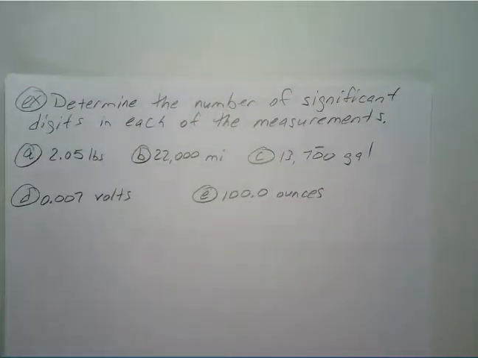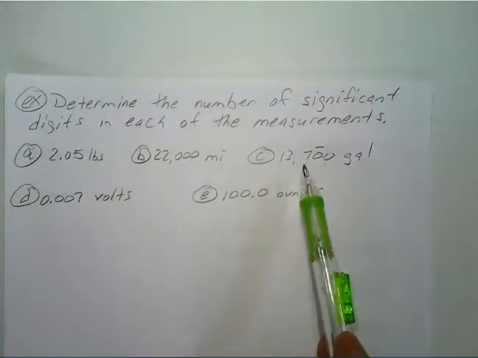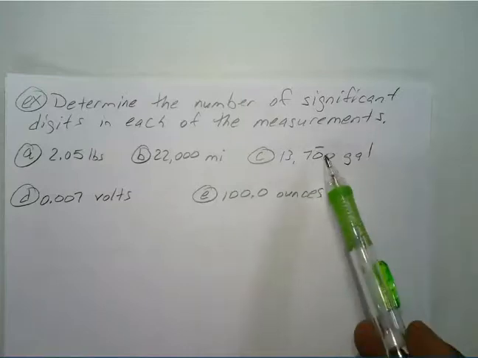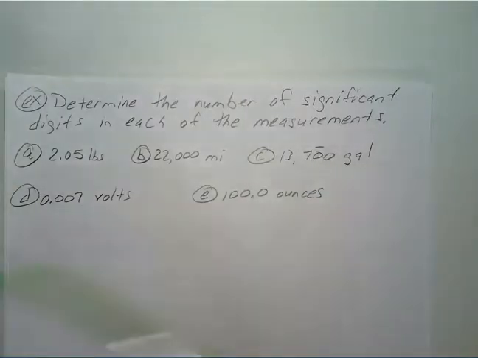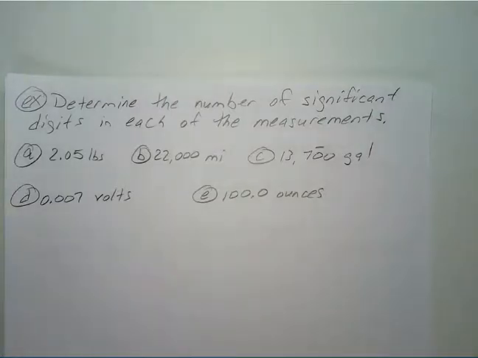All right, so we're going to determine the number of significant digits in each of the measurements. We have 2.05 pounds, 22,000 miles, 13,700 gallons. Remember, the bar is over the middle zero. 0.007 volts, or 7 thousandths, or 100.0 ounces. All right, so we're going to go ahead and do problem A.